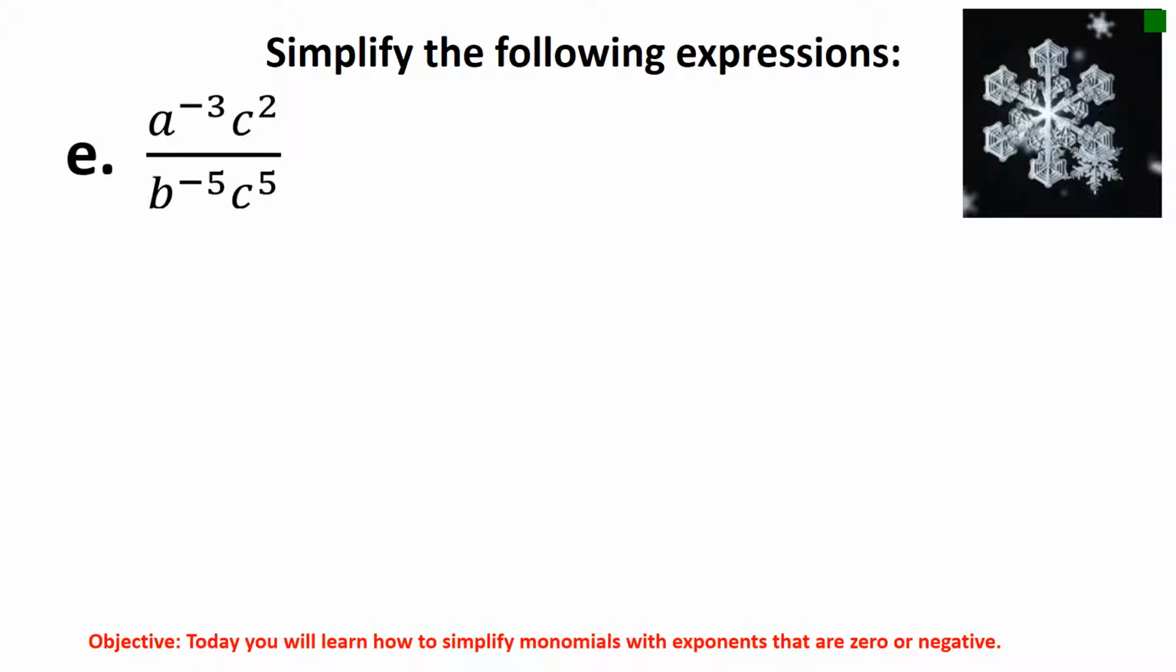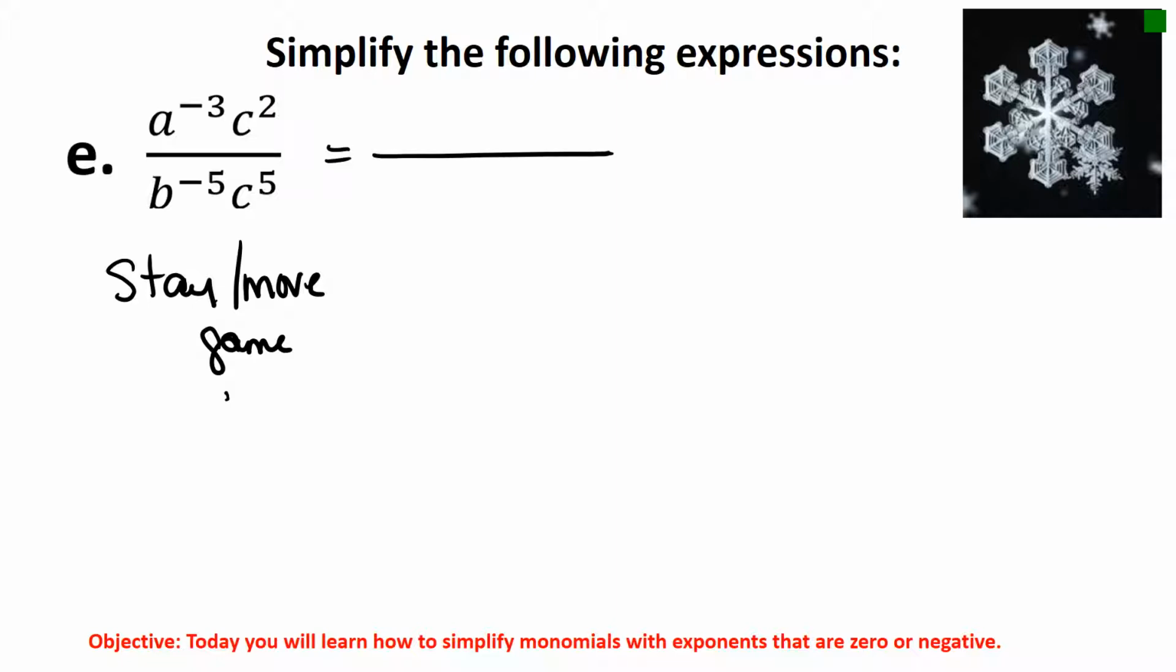Okay, on this one, I'm going to do what's called play the stay or move game. I'm going to set up my fraction bar and look at each term. Look at the a to the negative 3. Does it have a negative exponent? It sure does. So to get rid of that negative exponent, we're going to take it from the numerator, move it to the denominator, and make it positive. We're done with him now. Be gone. C to the second. It's got a power. Is the power negative? Nope. So it just stays right where it is.